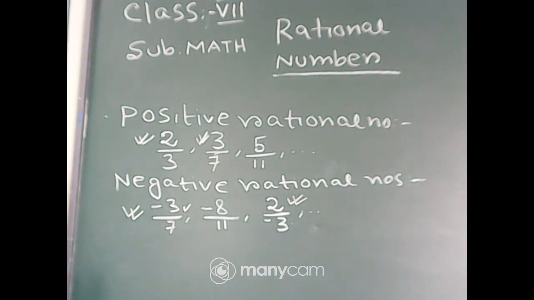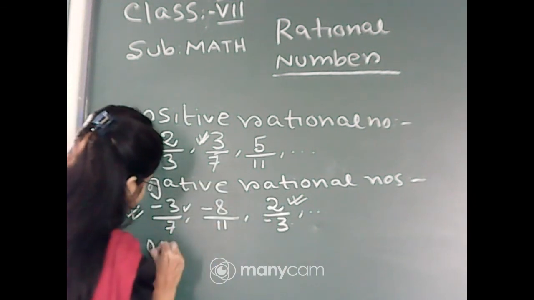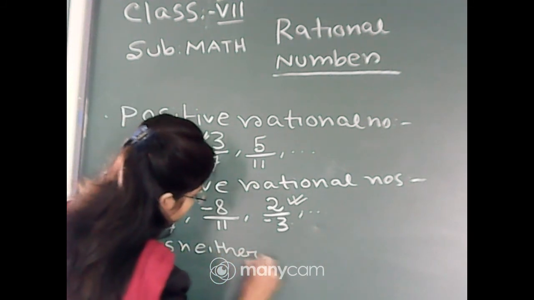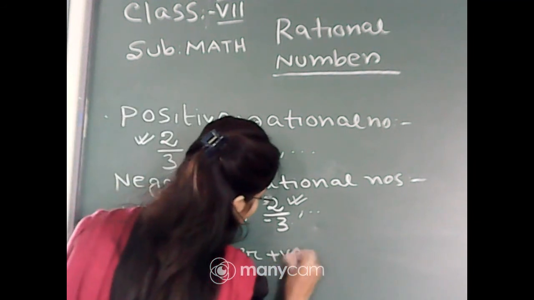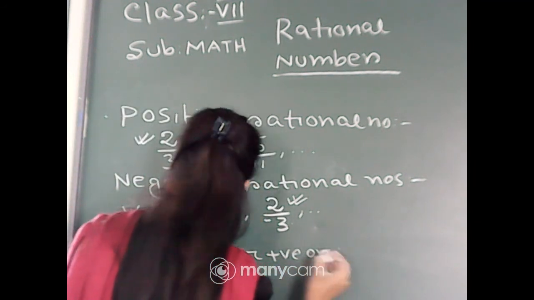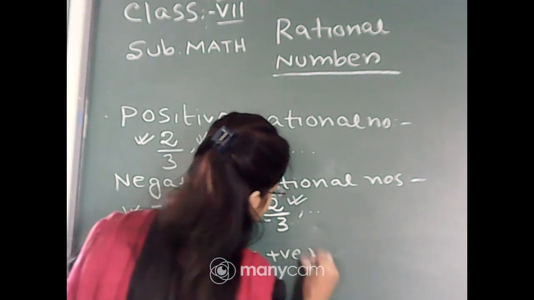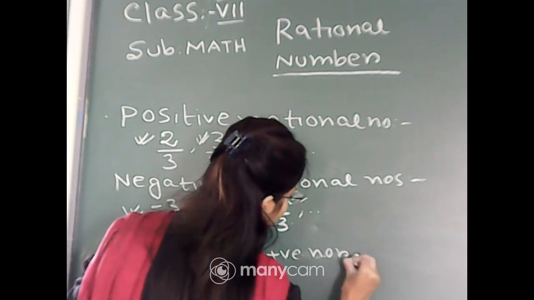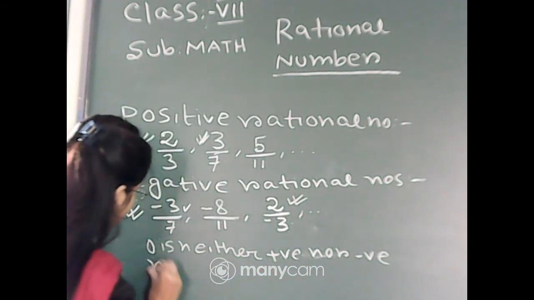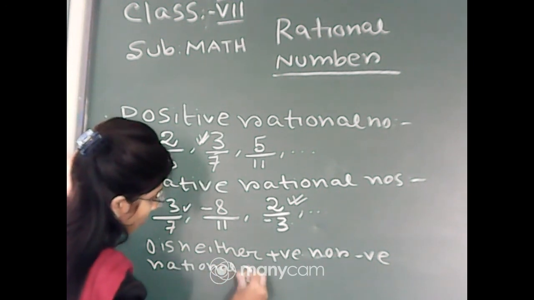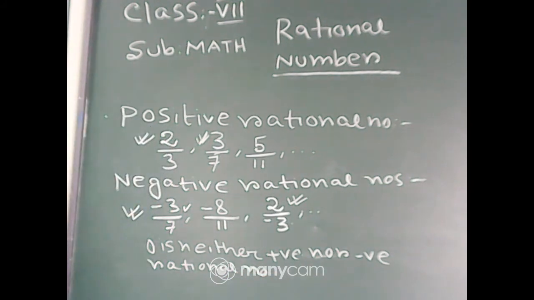If one of the numerator and denominator is negative, then the rational number is a negative rational number, and 0 is neither positive nor negative. We remind you, 0 is neither a positive nor a negative rational number. Clear? Up to this portion, any problem?